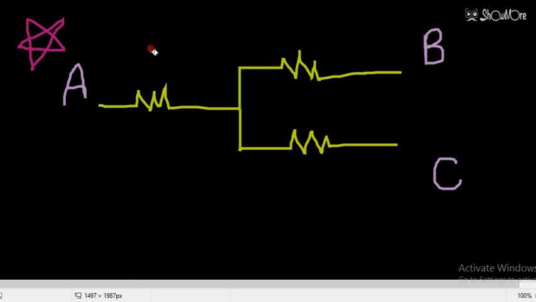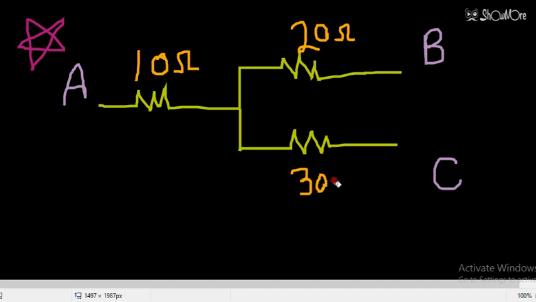Now let's take it, its value is 10 ohm. Its value is 20 ohm. And the value of this below resistance is 30 ohm. So now students, this is the circuit. Let's suppose you have to find the resistance between A and B. So students, understand this concept also, because next questions will be on the basis of this concept.